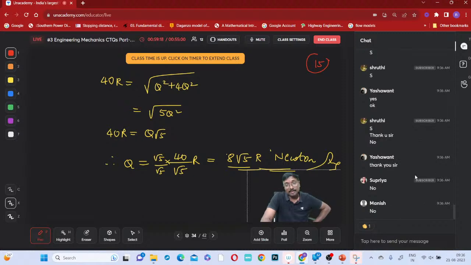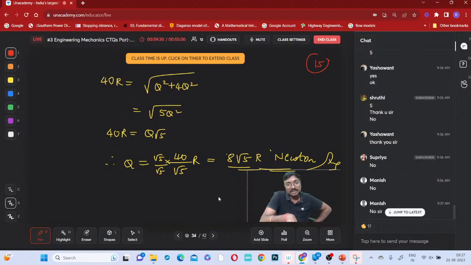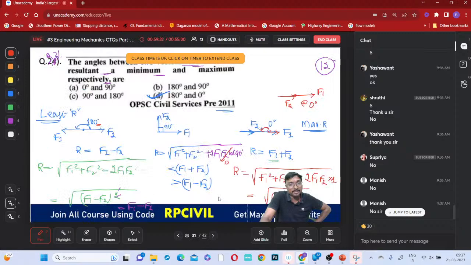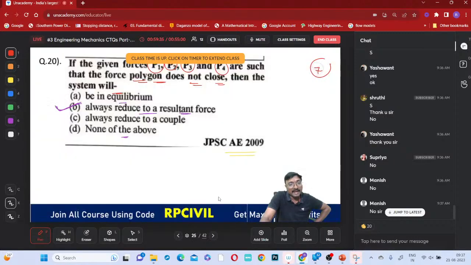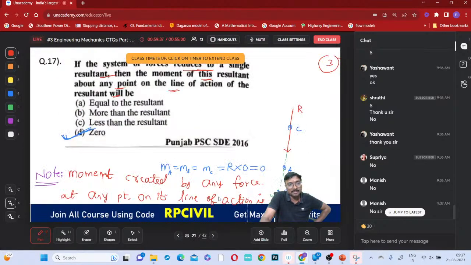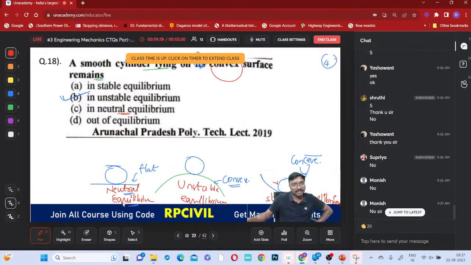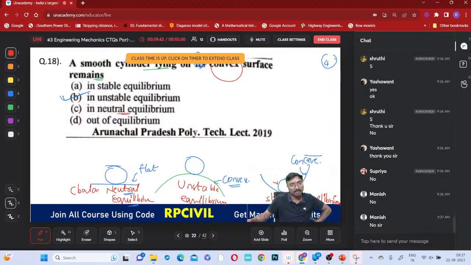Today we have come across new things: the polygon law of forces. Then balanced equilibrium or neutral equilibrium. This neutral equilibrium is also called by which name? Unstable equilibrium, stable equilibrium, and this neutral equilibrium is also called balanced equilibrium. Yes, you can call it balanced equilibrium.